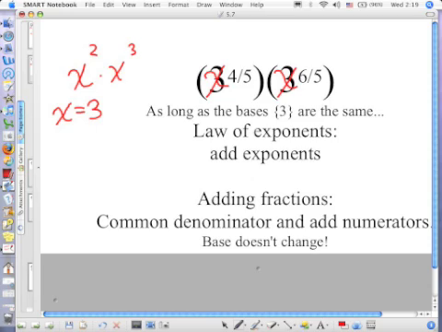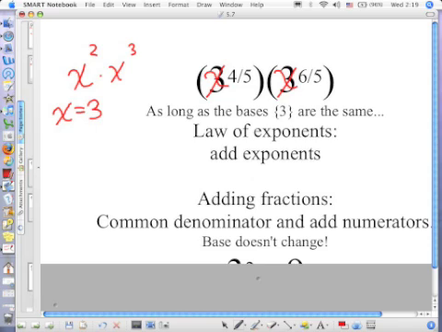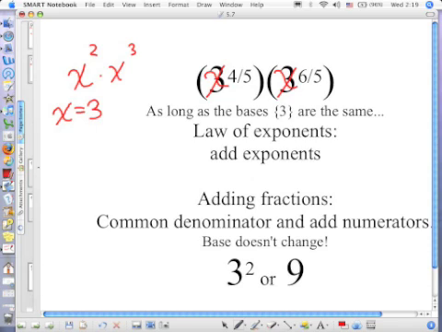So if I'm going to add 4/5 plus 6/5, Tyson said that gives me 10/5 or 2. So the base of this thing is 3. The exponent is squared. What's 3 squared? 3 squared is 9. So the answer's 9?